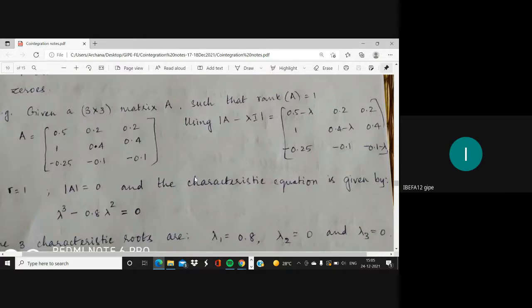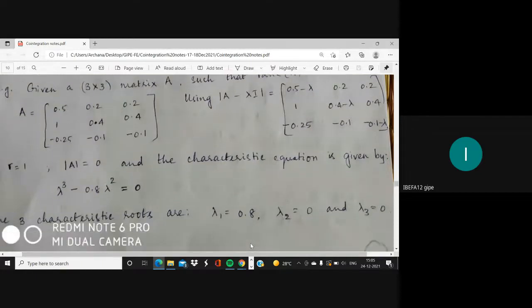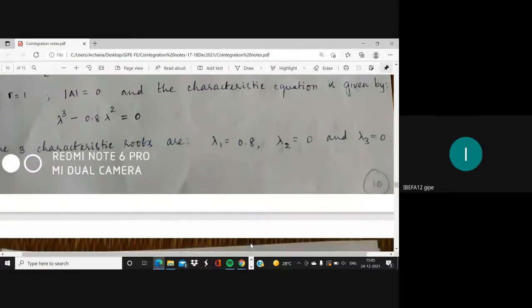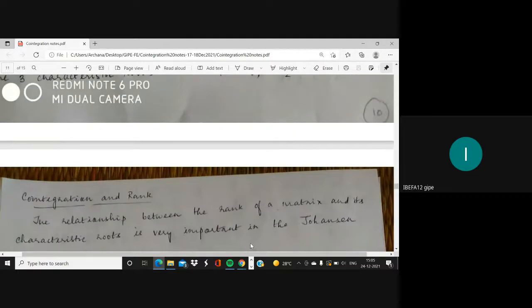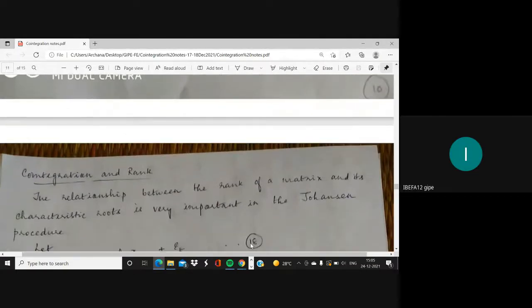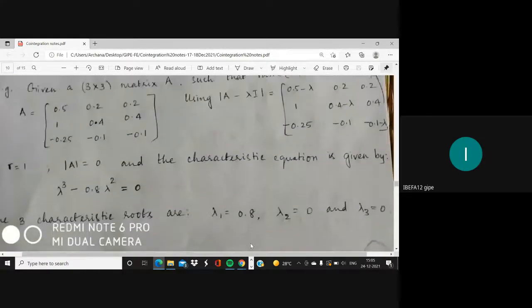Now, the other thing is, remember the rank of the matrix is equal to the number of non-zero characteristic roots. That's what we learned a few minutes back. So again, you have only one non-zero characteristic root, which is lambda 1. So that's why the rank of A is 1 again. I hope this point has been driven home now to all of you. So now we'll come to how we are applying this when we're studying co-integration. Any doubts or questions so far?